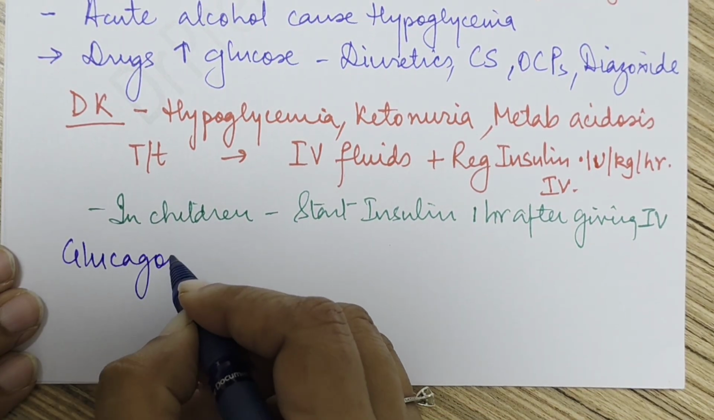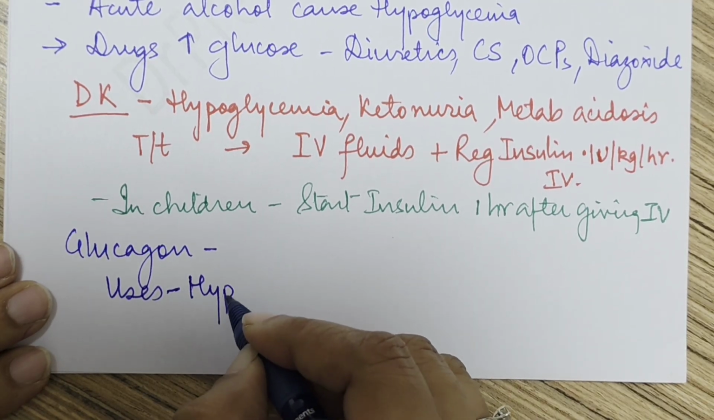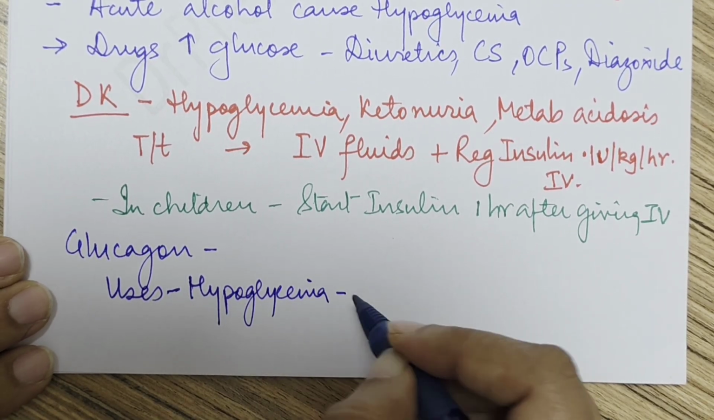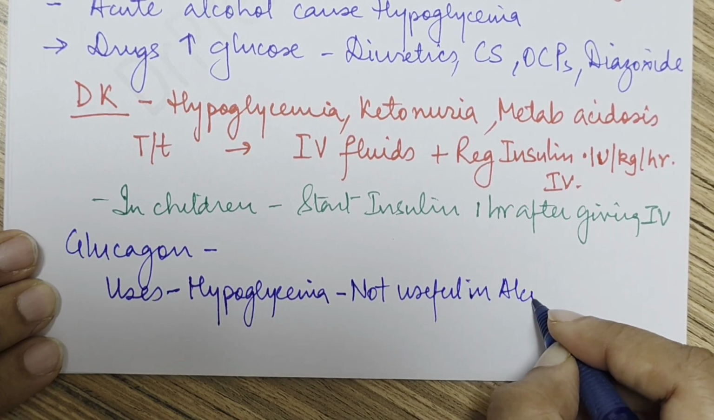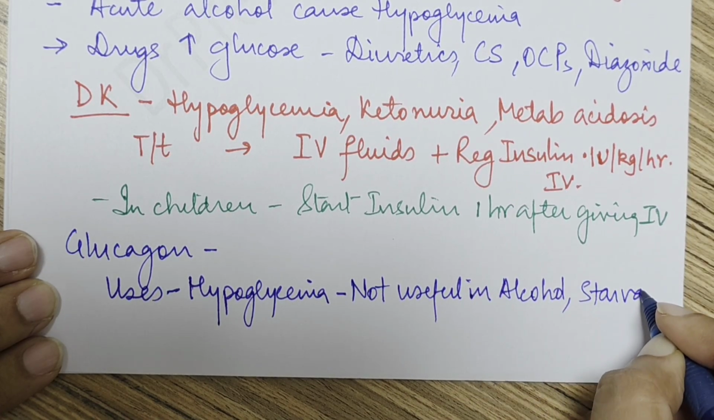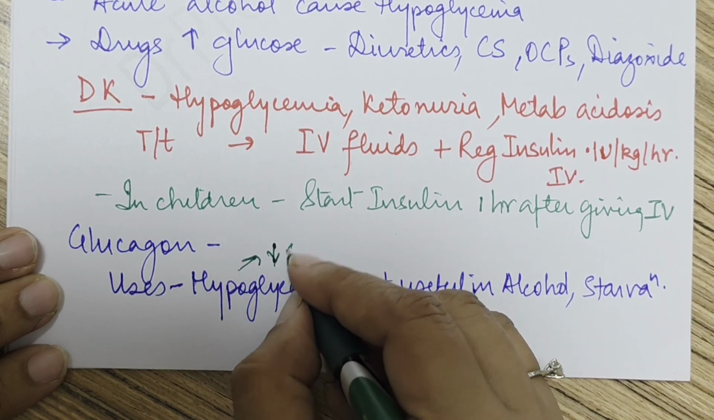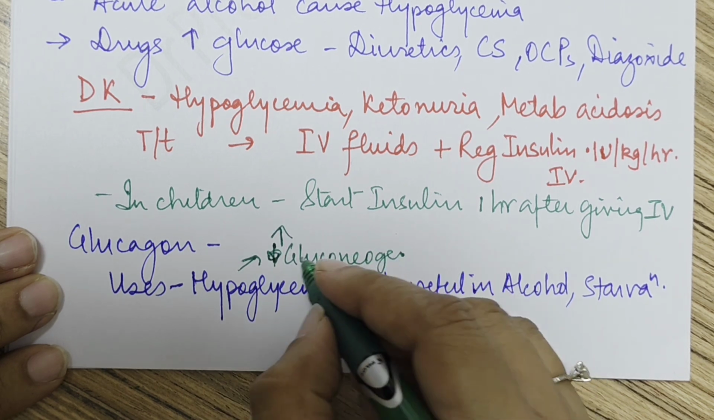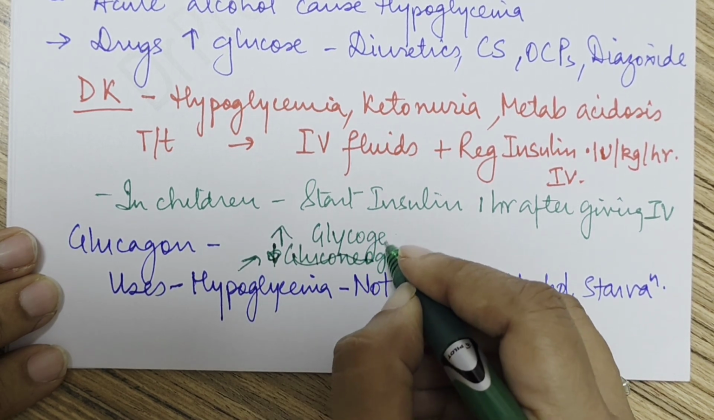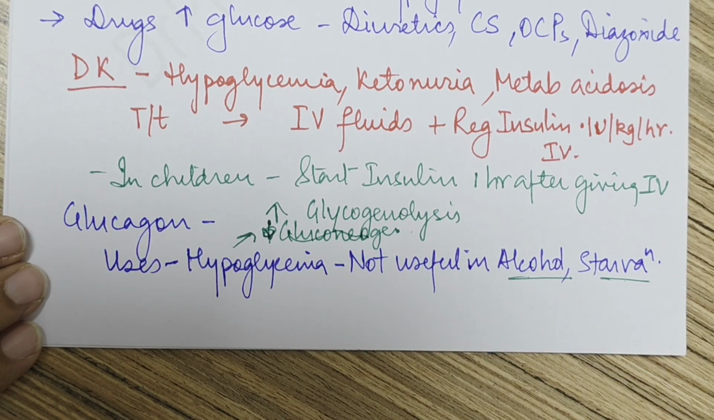Then next we have glucagon. What are the uses of glucagon? It is used in hypoglycemia. Okay? But it is not useful in hypoglycemia caused by alcohol or starvation. In that it cannot be helpful because it works by increasing the glycogenolysis. So in starvation and alcohol there is no glycogen which will be broken down, so this becomes ineffective.